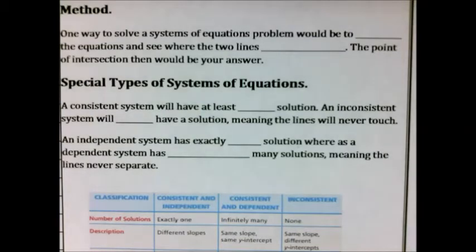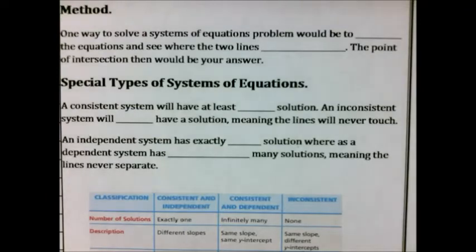Now there's special types of systems of equations. Okay, a consistent system will have at least one solution. An inconsistent system will not have a solution, meaning that the lines will never touch. That means that if the lines never touch, we call that a no solution, that there's not a solution to this. An independent system, okay, these are some big terms you're going to need to know.